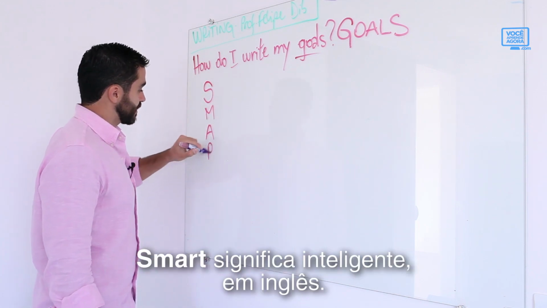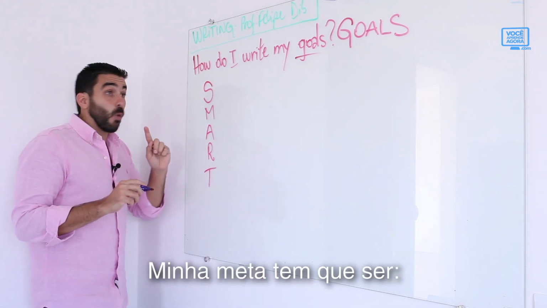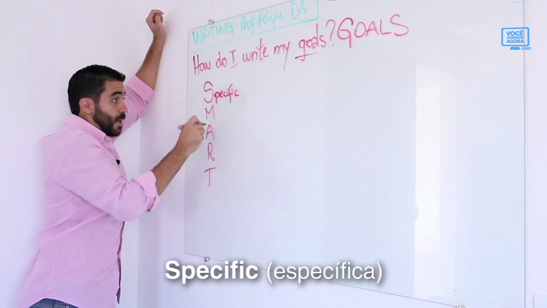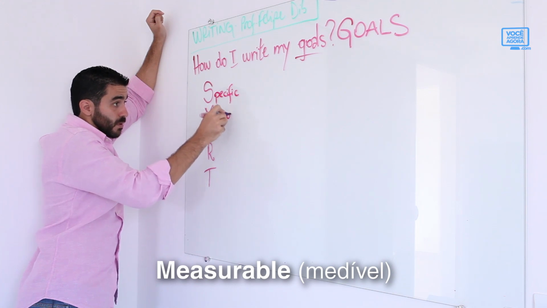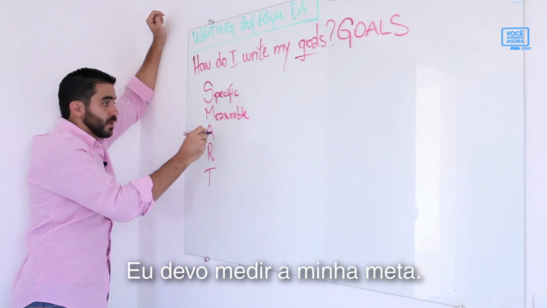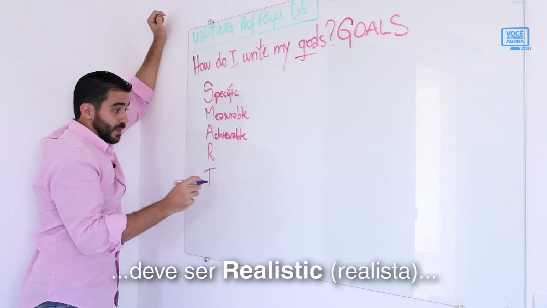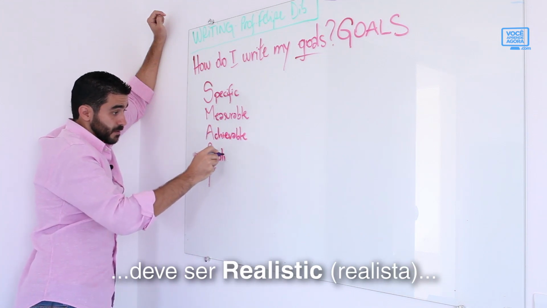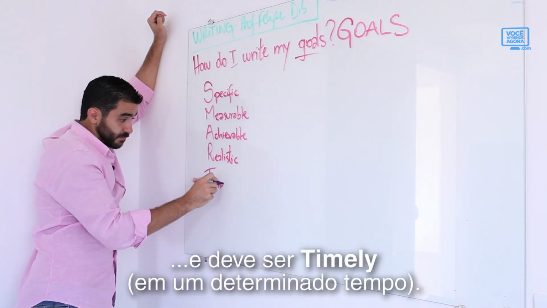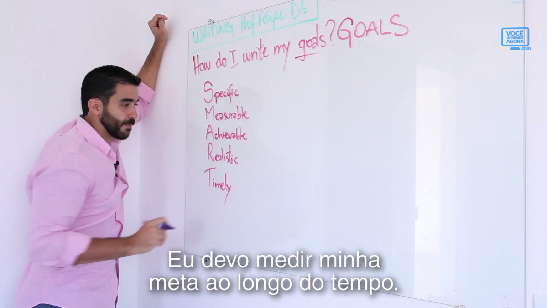Smart means intelligent in English. My goal must be specific, measurable. I must measure my goal. Must be achievable. Must be realistic. And must be timely. I must measure my goal over time.